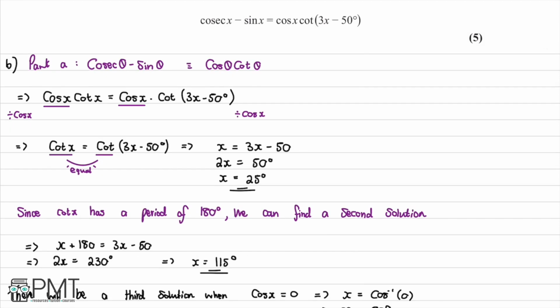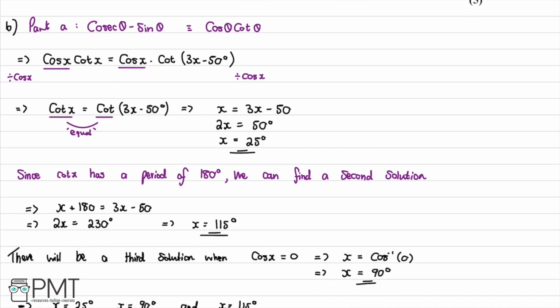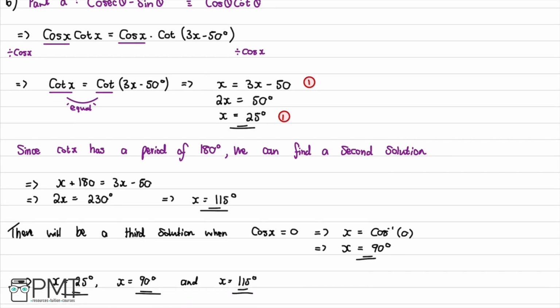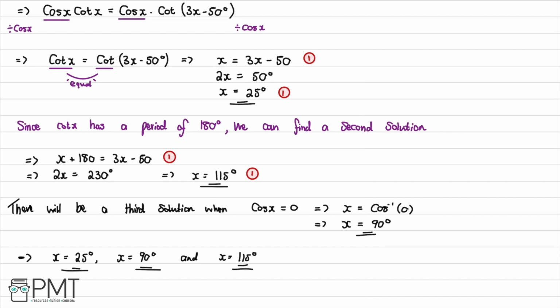Looking back, this question was worth 5 marks. We received our first mark for getting to the stage where we had x is equal to 3x minus 50. And we then receive our second mark for getting our first solution, which was x equal to 25 degrees. We then receive our third mark for identifying that this will be another solution due to the period of cot x, which we get here. And then we receive our fourth mark for finding this second solution. And we then receive our fifth and final mark for knowing that there'll be this cos x equals 0 solution and having that x was equal to 90 degrees. And we've therefore completed this question.